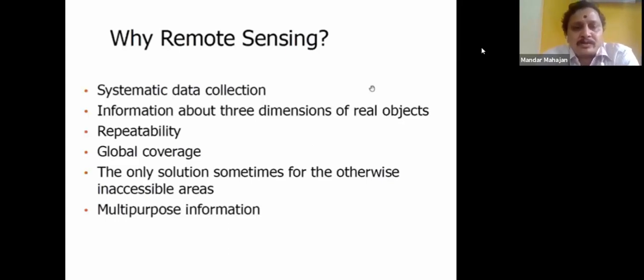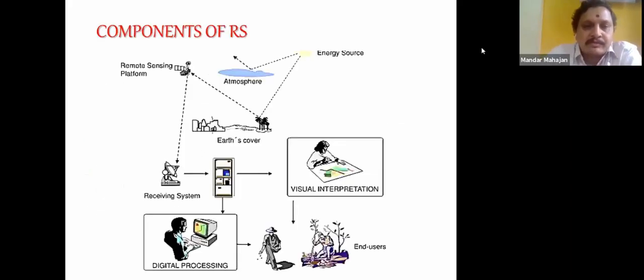Then it is possible to repeatedly capture images of the same area. You can say global coverage is possible with remote sensing in a very short duration as compared to other traditional ways, where we cannot go and take the measurements. Remote sensing helps us capture the images, and how to interpret them is part of digital image processing. Likewise, we will see the different components of remote sensing.